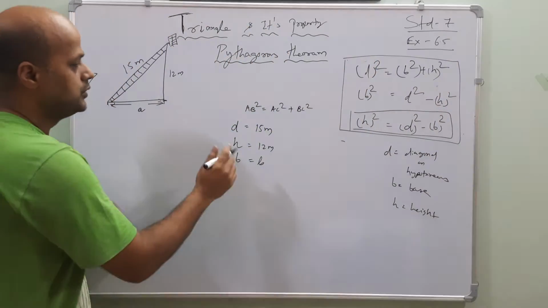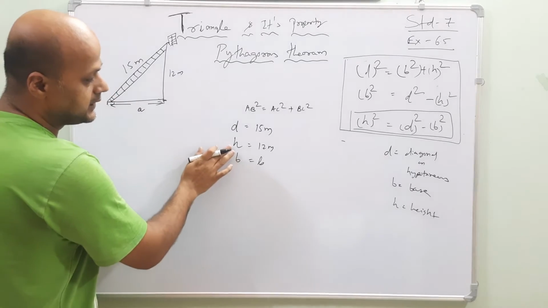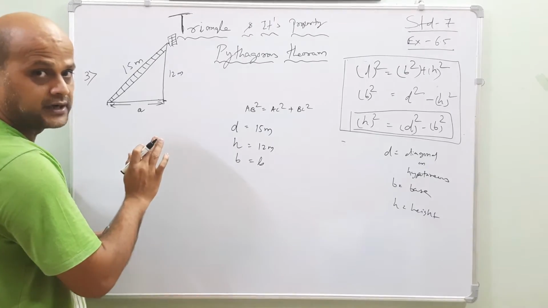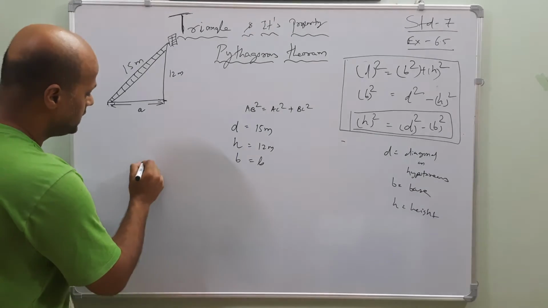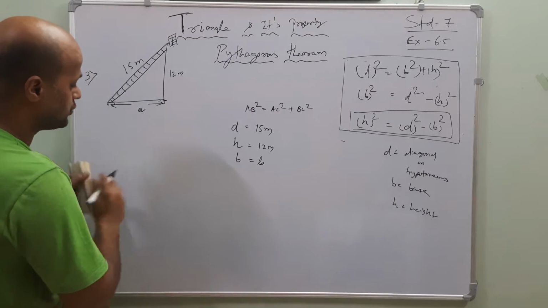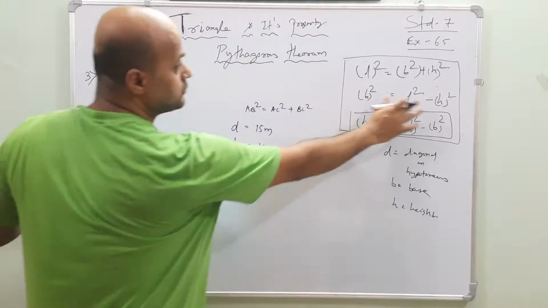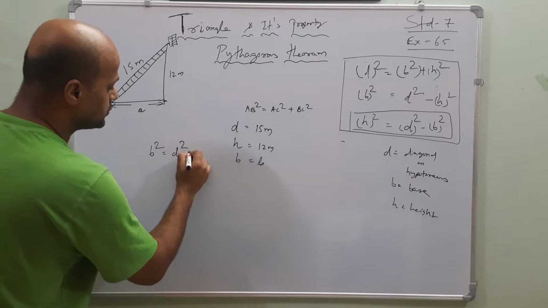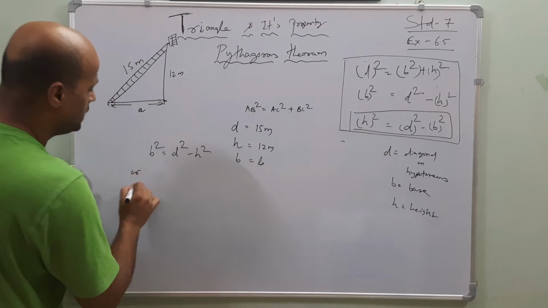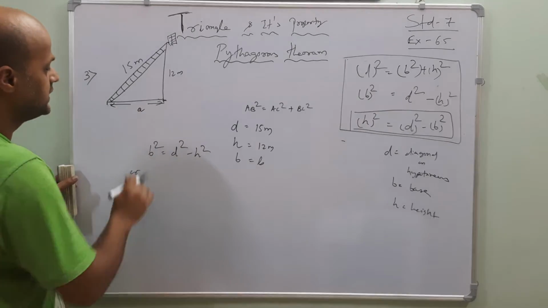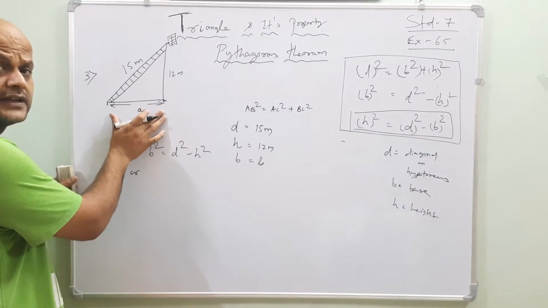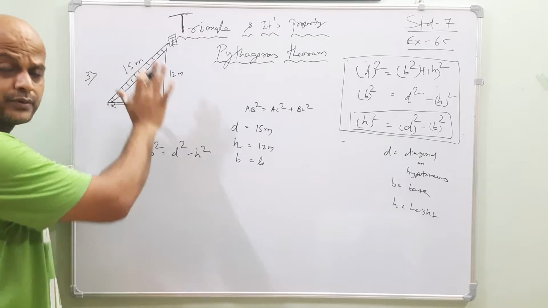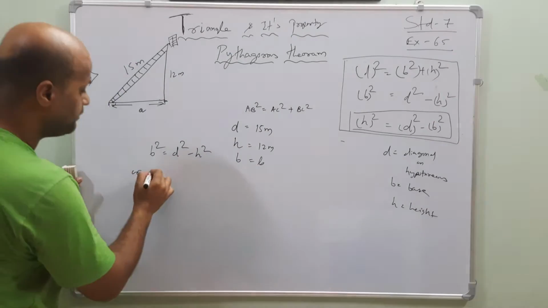Now, base is asked, height is given, diagonal is given, my dear friends. So what is the formula? B square is equal to, directly put the formula. Remember this one. B square is equal to D square minus H square. Here the name of the triangle is not given, so you have to write B square only.